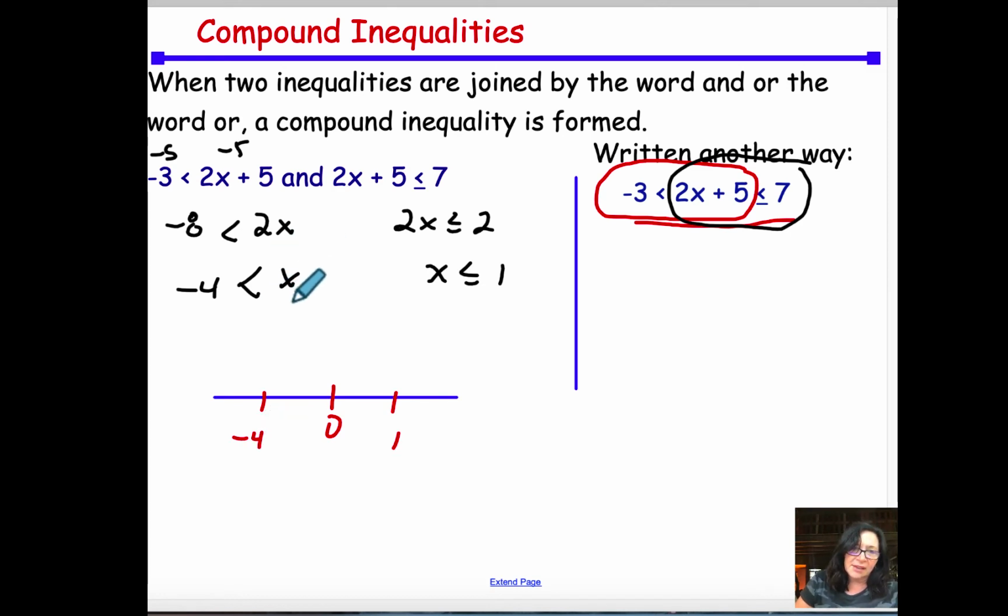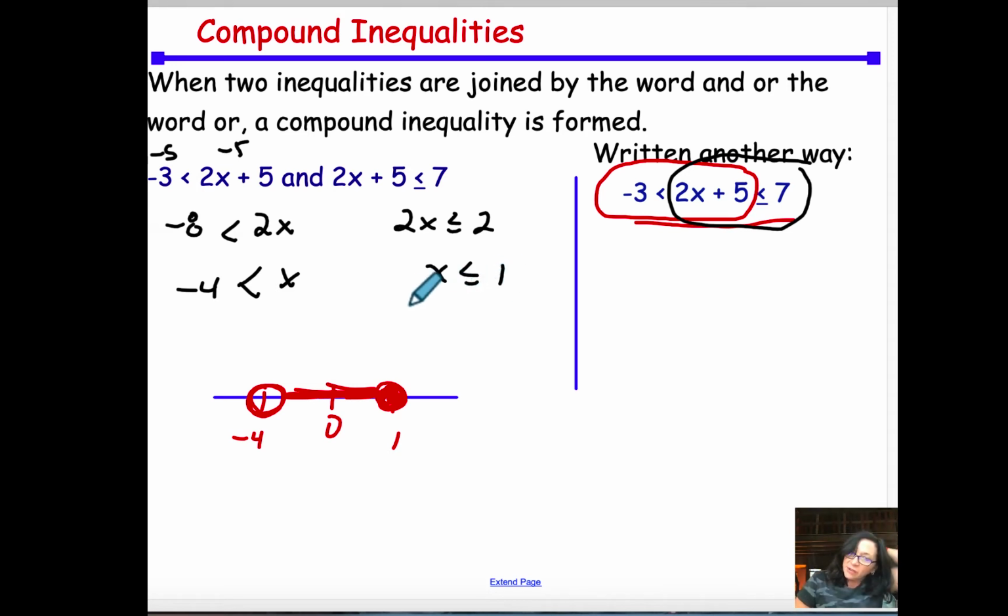This one says x is greater than -4, but not equal to. So this is an open circle, greater than, going in this direction. And then up to 1, this says x is less than or equal to 1. So that means this is also equal to 1, but going to the left.